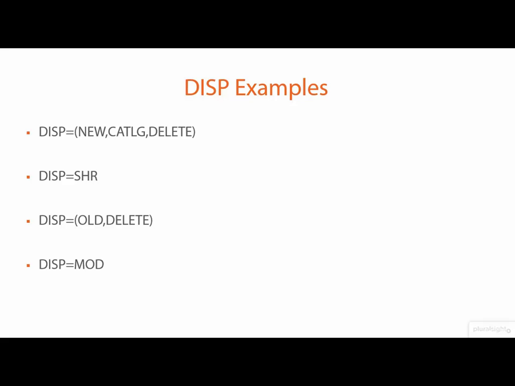Disposition of MOD indicates that we want to append data at the end of the current data set, and this would be used anytime that we have a data set where we want to periodically add information to what's already there. That way we don't have to read the entire file and copy it and then add new information. Opening it with the disposition of MOD will automatically place us at the end of the file and allow us to append data to an existing file.